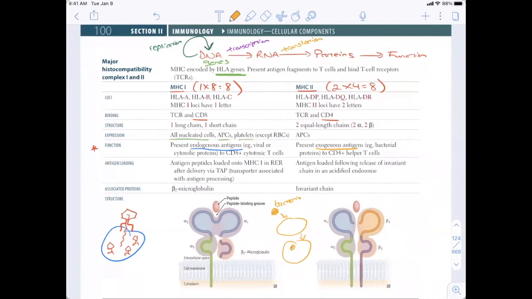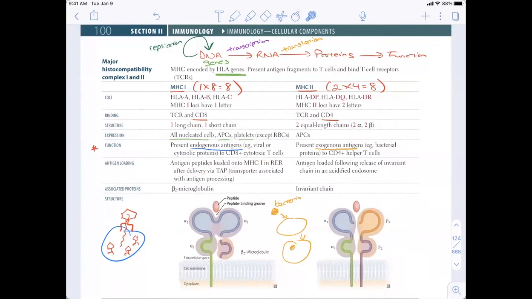And just in terms of antigen loading, we've talked about this indirectly, but you can make the connection. For antigen loading, your antigen peptides are loaded onto your MHC1 in the rough ER. What is the rough ER? It's a cell organelle. The viruses have taken over the cell's internal mechanisms, including the rough ER. So now these antigen peptides will be loaded onto your MHC1 in your rough ER, after delivery via what's called your TAP.